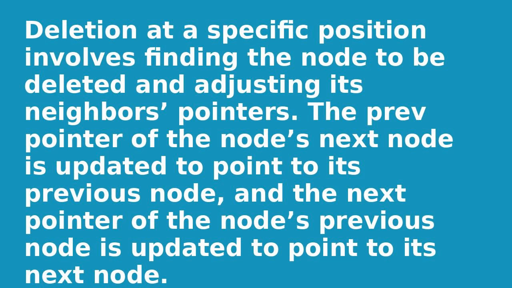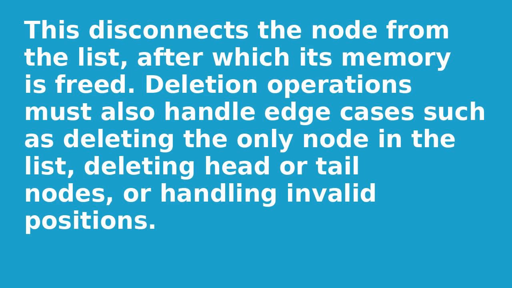The prev pointer of the node's next node is updated to point to its previous node, and the next pointer of the node's previous node is updated to point to its next node. This disconnects the node from the list, after which its memory is freed. Deletion operations must also handle edge cases such as deleting the only node in the list, deleting head or tail nodes, or handling invalid positions.